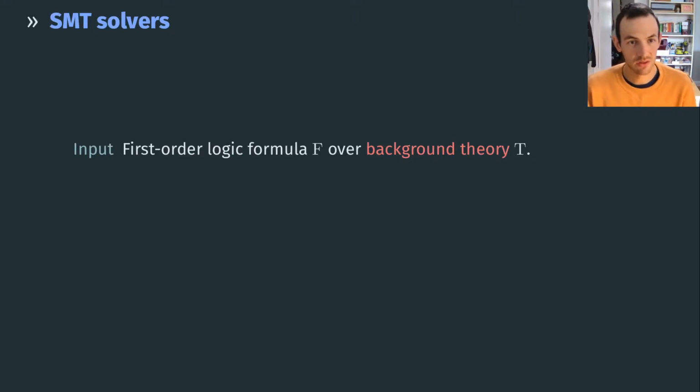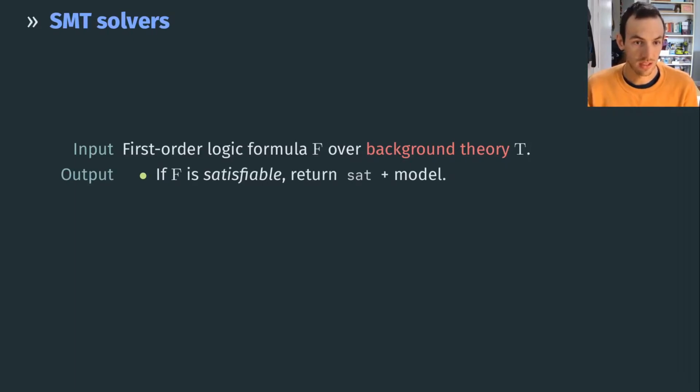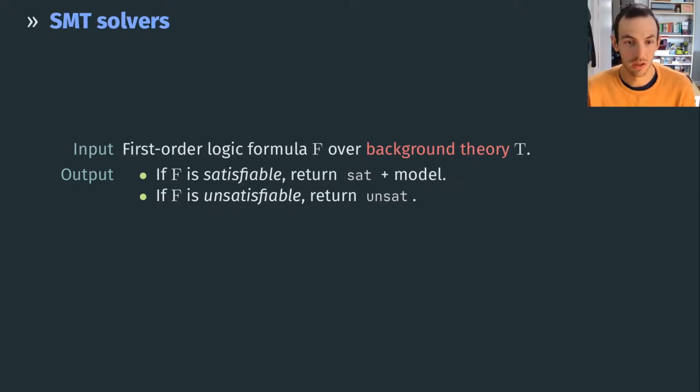The input of a SMT solver is a first order logic formula F over background theory T. And in this tutorial we're going to see two different background theories, the theory of uninterpreted functions and also linear integer arithmetic. And as for the SAT case, the solver, if the formula is satisfiable, returns a model. So if your formula, for example, is over linear integer arithmetic, then the model will be a mapping from your integer variables to integer values. And then if F is unsatisfiable, then naturally the solver should return unsat.